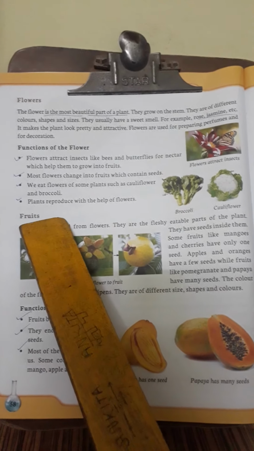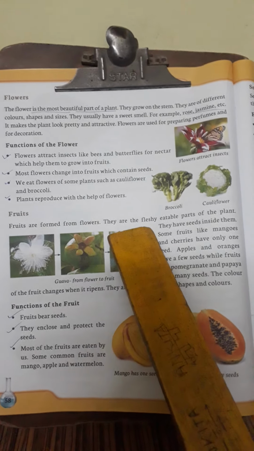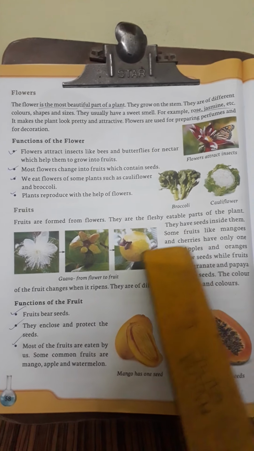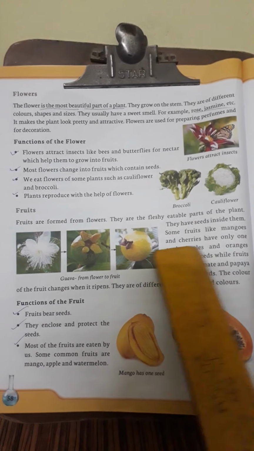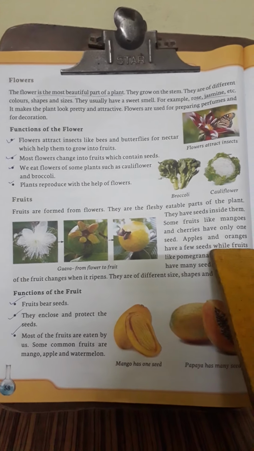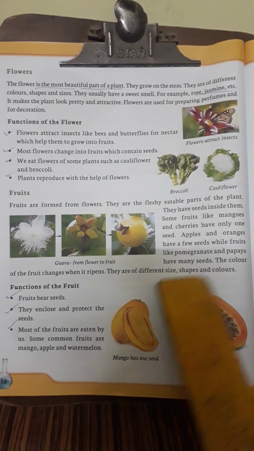Then coming to the next part, fruits. Fruits are formed from flowers. They are the fleshy, edible part of the plant. They have seeds inside them. Some fruits like mangoes and cherries have one seed. Apples and oranges have a few seeds, while fruits like pomegranate and papaya have many seeds.